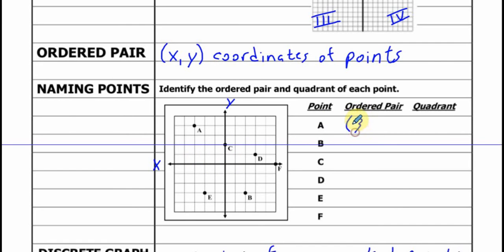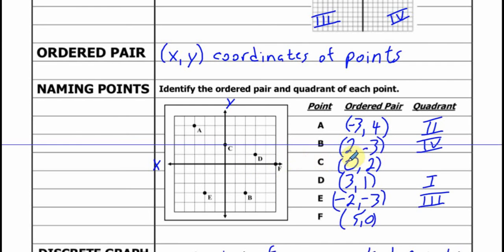So my x-coordinate is -3 because I went 3 to the left. 1, 2, 3, 4. I went up 4, so my y-coordinate is 4. Quadrant, remember how we named it? We went 1, 2, 3, 4. So this is quadrant 2. Now would be a good time for you guys to pause the video and try the remainder of these on your own.